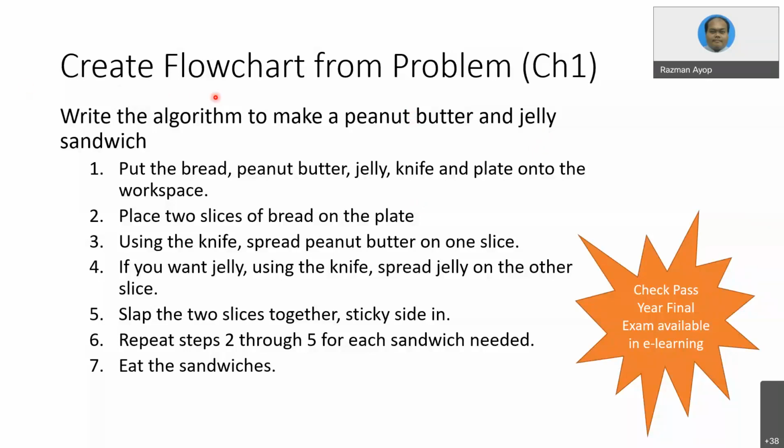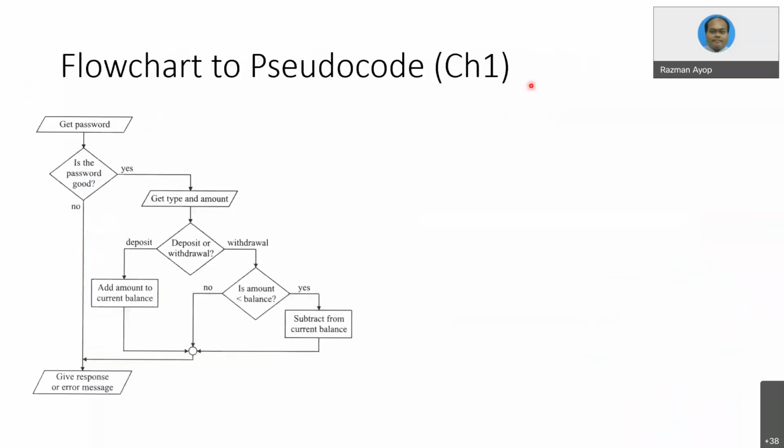You have to create a flowchart from a problem. Another thing you need to focus on is flowchart to pseudocode. The question will give you a flowchart, and from this flowchart you have to create a pseudocode. Recall chapter 1, how to do a pseudocode. I think the internet is not too strong right now. So first you have to write the procedure, which is basically the title of the coding.